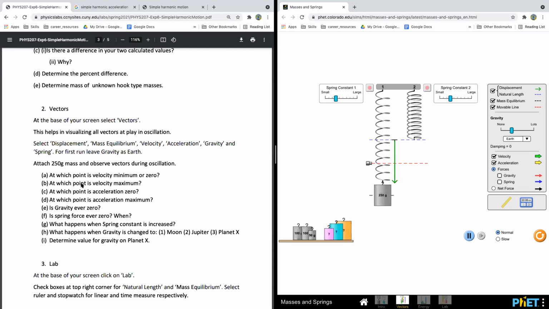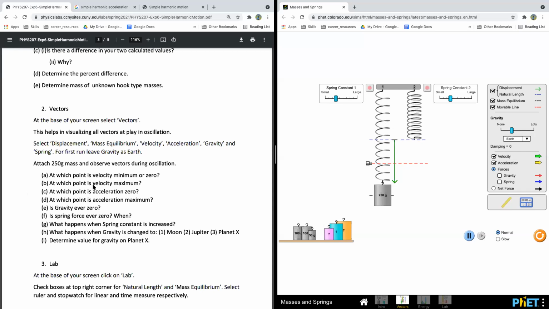Okay, let's look at these questions. When the velocity is minimum or zero, when the mass reaches the bottom and reaches the top, it's zero, and it starts turning direction and then starts increasing. Before the mass reaches here, the velocity is pointing down, but after it reaches zero, it starts pointing up. And likewise here, when the mass is going up, the velocity is pointing up, but when it reaches zero, the velocity changes direction and starts increasing pointing down.